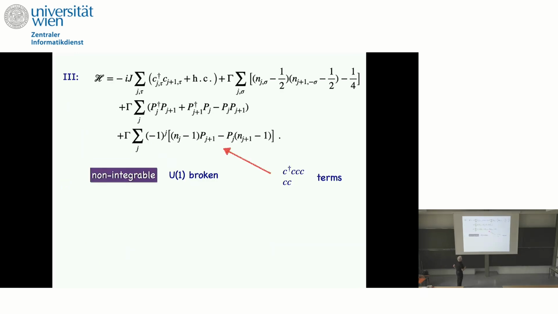But the third model is more complicated and more interesting. That was the one where I have particle loss and particle gain. So what do I have? I have hopping, I have density-density nearest neighbor interaction, I have pair hopping, but now I also have quartet annihilation, if you wish, something like this. And then I have one more term, which includes pair annihilation and something like c dagger c c c.